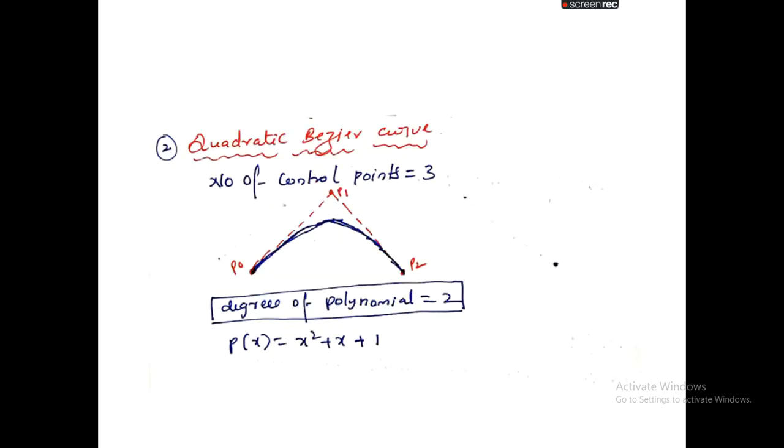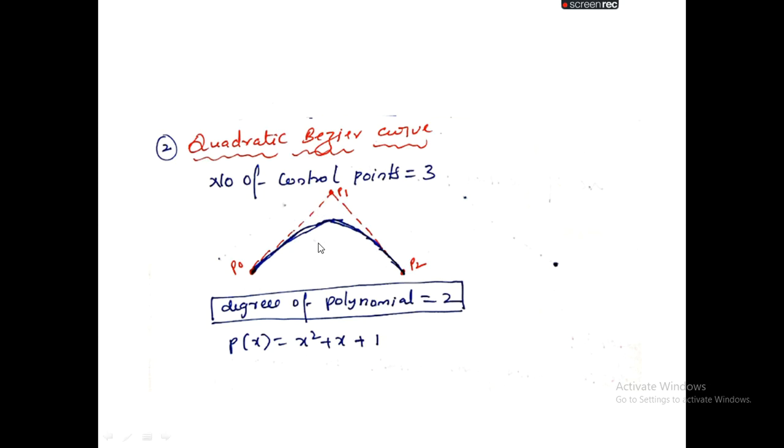The second type of Bezier curve is called the quadratic Bezier curve. In the case of a quadratic Bezier curve, the number of control points is 3. So you can see that I specified three control positions P0, P1, P2. These are the control points to create a Bezier curve.